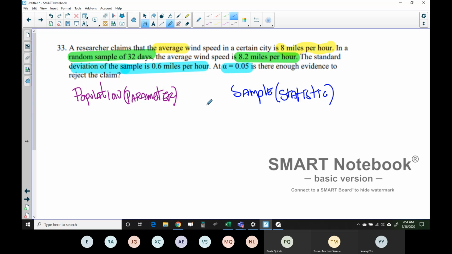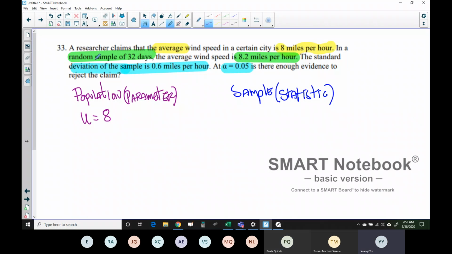What information here comes from the population? If you take a look at that, the average wind speed that is 8 miles per hour. Okay, that's very good. So what symbol do I use for that average? Mu. Oops, I put the wrong color because we're doing the purple for that. So let's do purple for that. Okay, so mu is going to be 8 miles per hour.